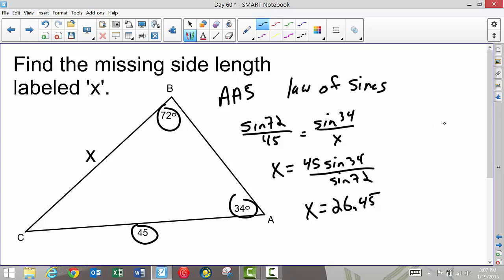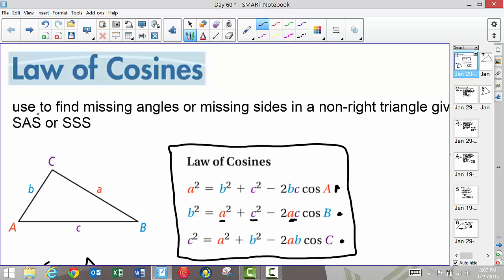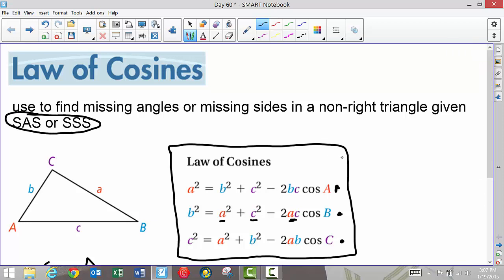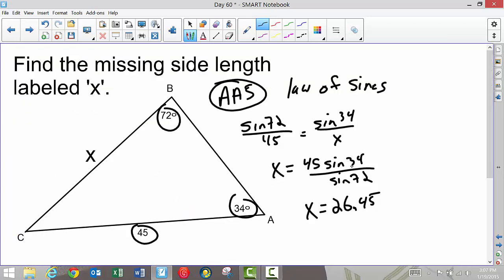So remember, you only use law of cosines, let's go back up to the beginning, with side angle side, side side side. So side angle side, side side side, law of cosines. Anything else is law of sines. So going back to the problem I just did, again, this is angle angle side. It's law of sines. I don't have to worry about two answers because that's for side side angle only. So remember, law of sines is angle angle side, angle side angle, and then we have side side angle. So any three of those is law of sines. Let's go to another example.